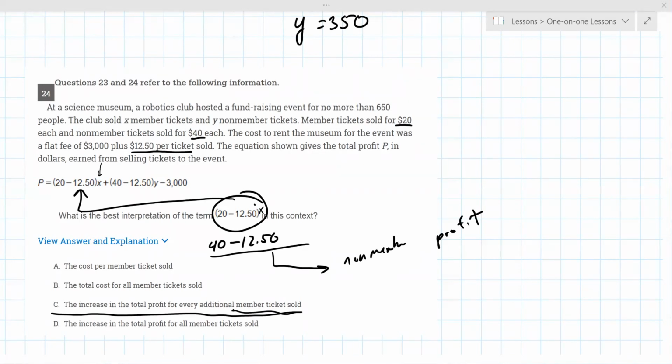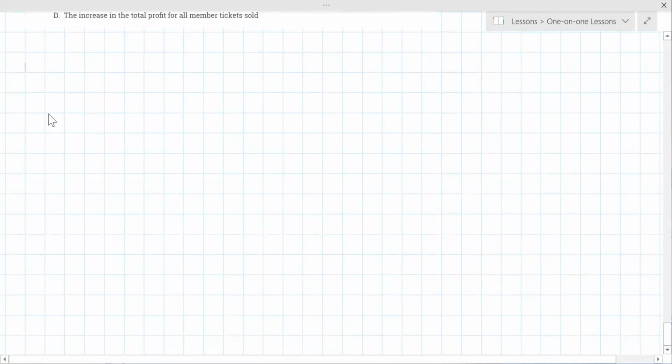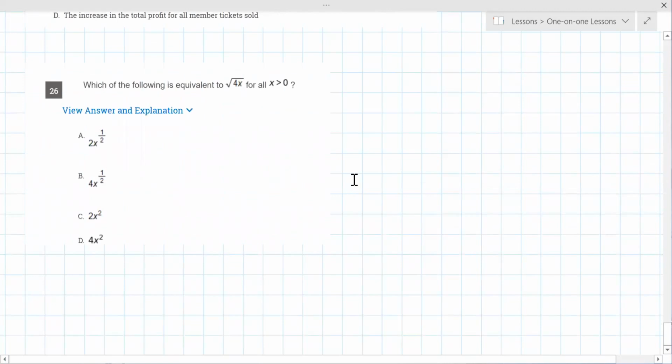Okay, so the next kind of question, we did one. Here's a new question. This one's definitely not a calculator question. It's here, but it really has nothing to do with a calculator. Which of the following is equivalent to the square root of 4x for all x greater than 0? You've got a couple options here.